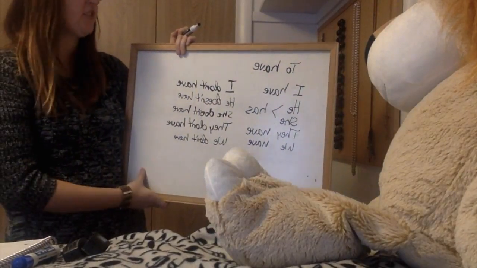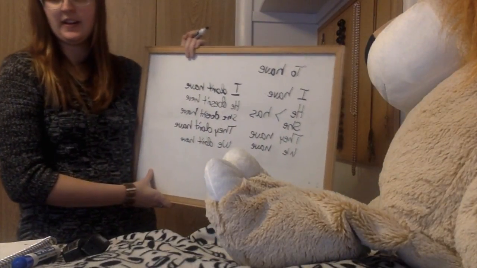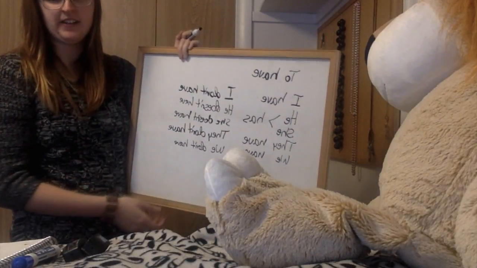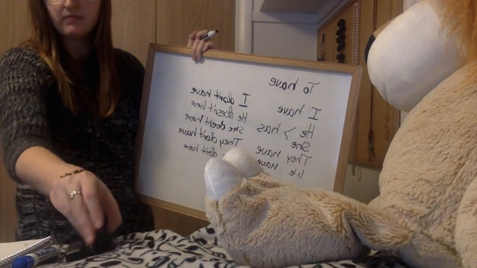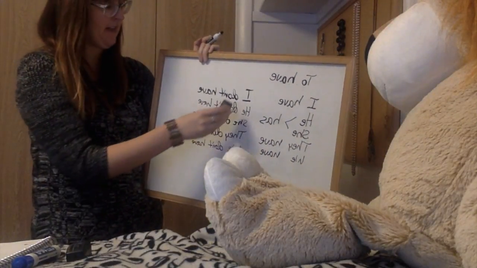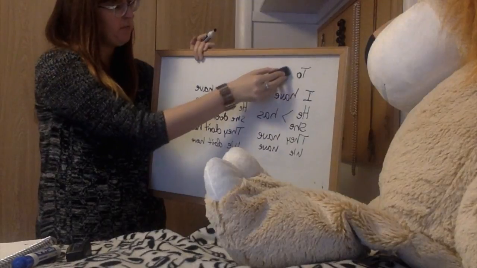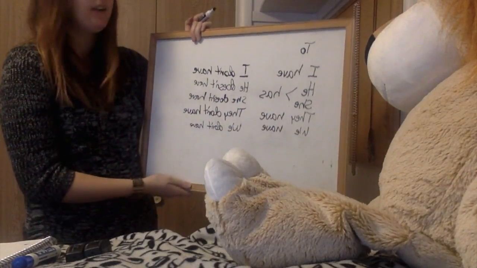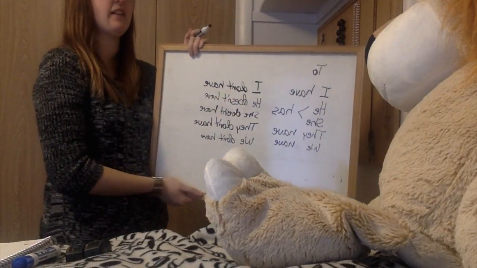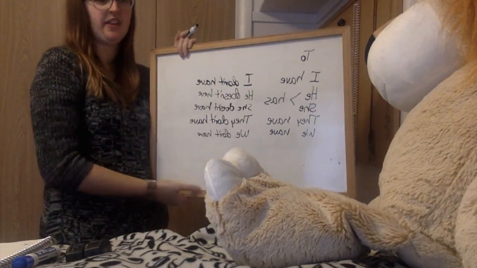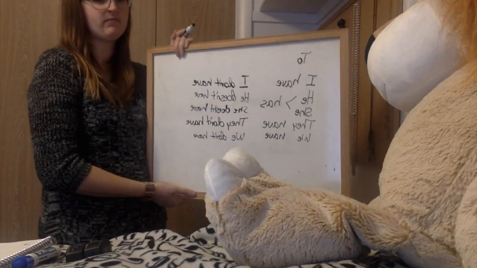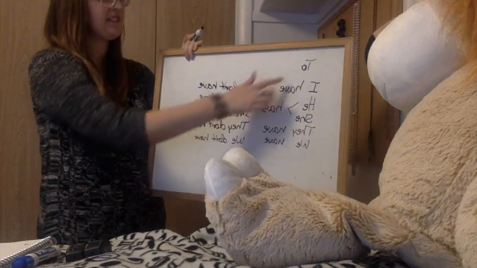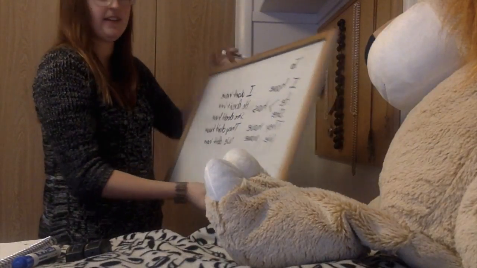Perfect. So now I'm going to show you the past of have. In this form, it won't be exactly as have, right? Because it's going to be talking in the past. So what would you say the past of have is, from previous knowledge, Fabio? Correct. So the past of have is had.